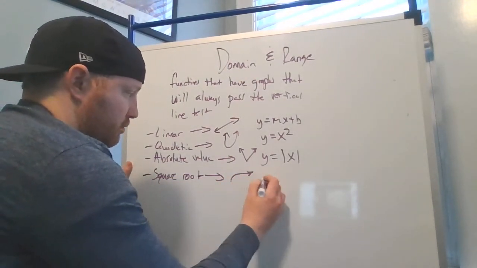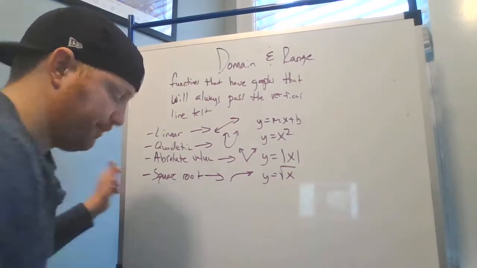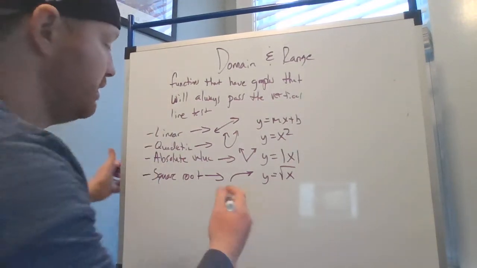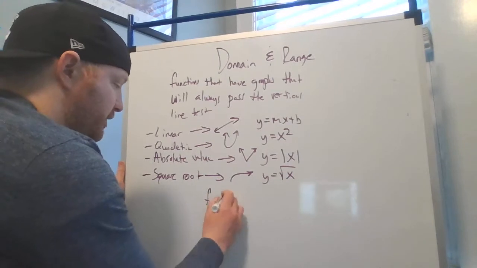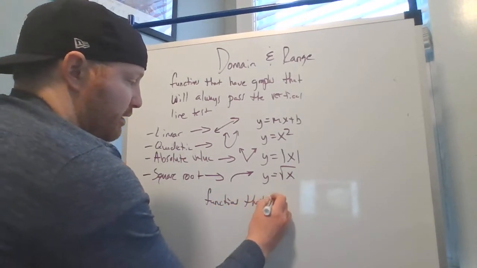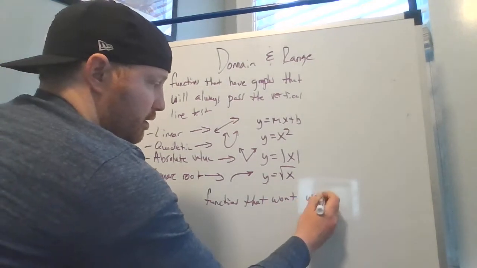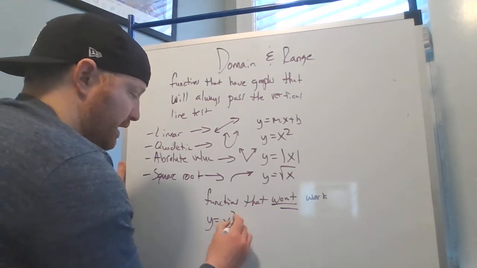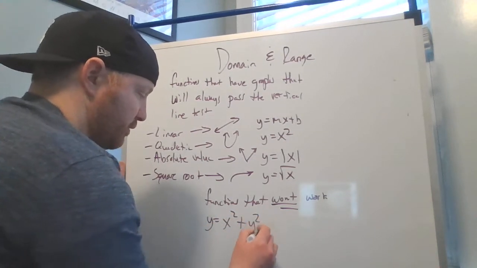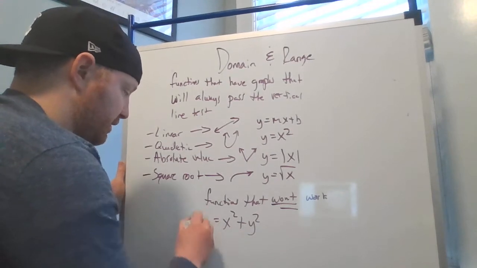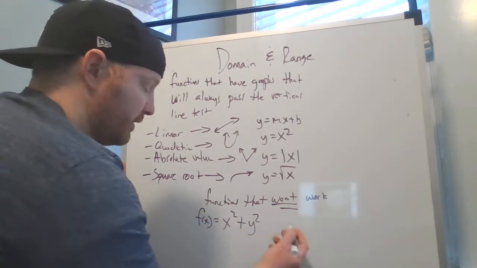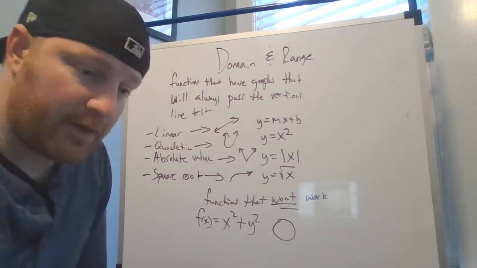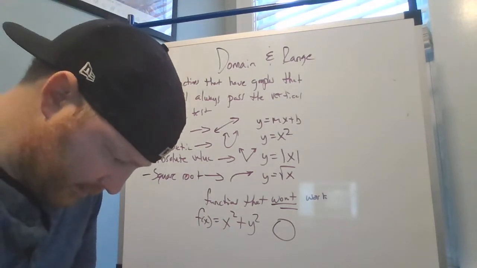So, okay. And then functions, so these functions will work, and whereas we know functions that won't work right now, the only one that we've been exposed to is y equals x squared plus y squared, or f of x equals, sorry, I'll start going into this notation now. And this is a circle. Okay, so that one does not work. Okay, what am I forgetting?